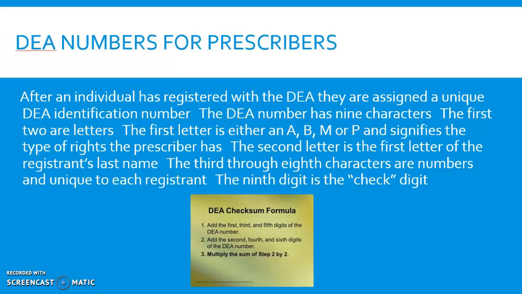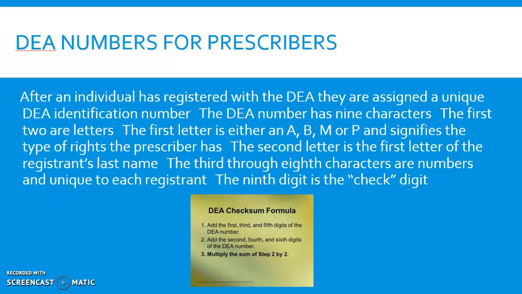The second letter is always the first letter of the registrant's last name. So if this is Dr. Smith, the second letter has to be an S. If it's Dr. Davis, the second letter must be a D. So that's the first 2 things that you always want to make sure of, that you have either an A, B, M, or P first, and then the letter of the doctor's last name is second. So that's the first check.